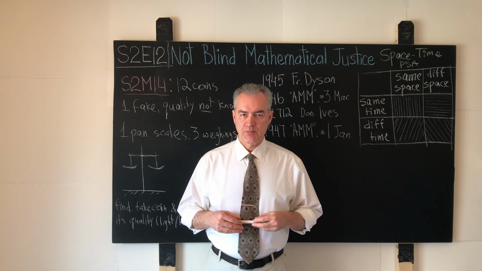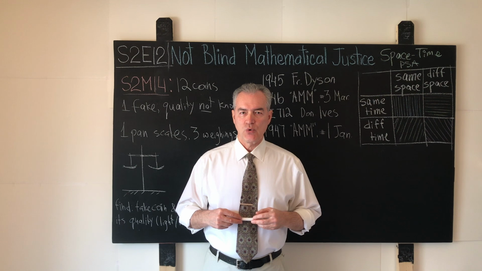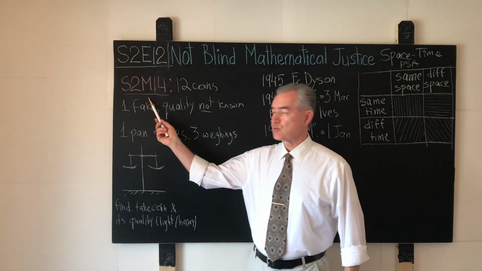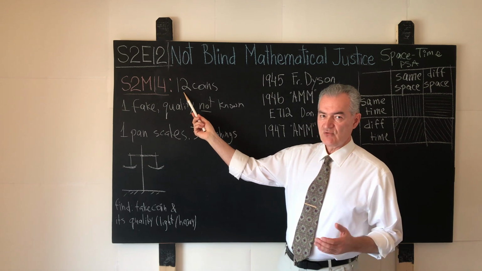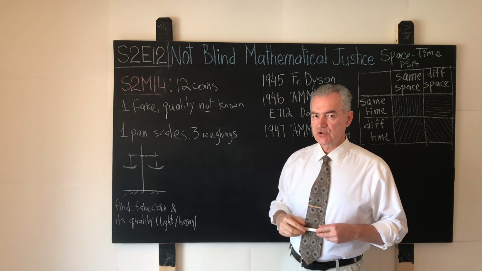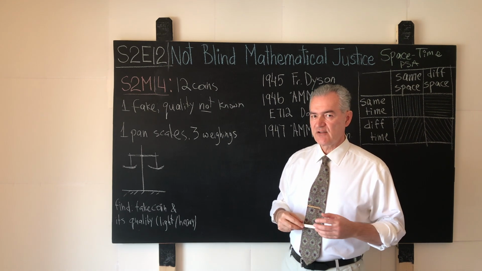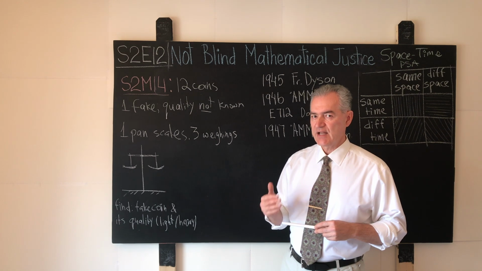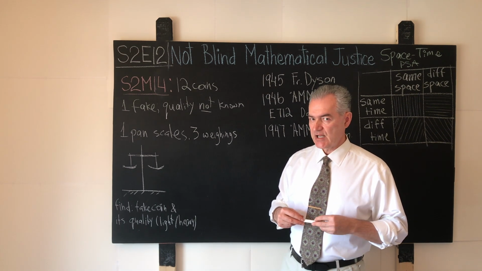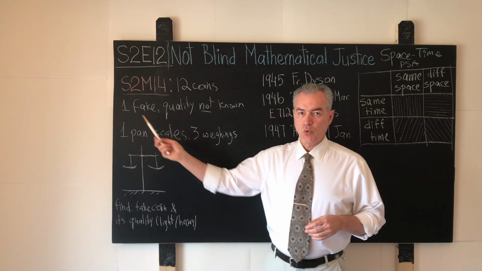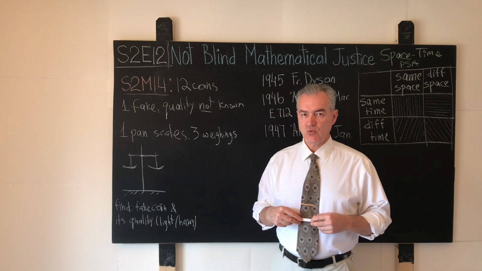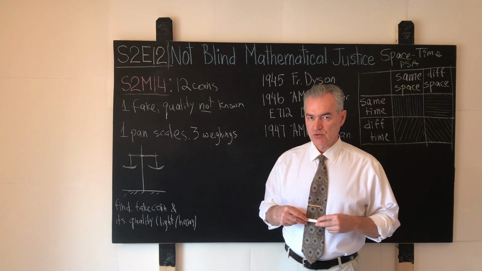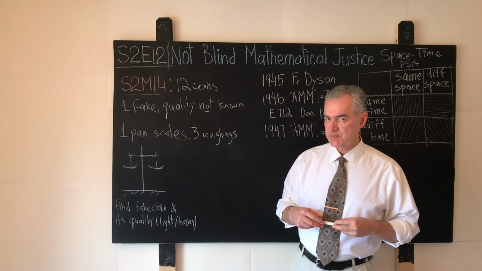Why I have titled this episode Not Blind Mathematical Justice will become apparent in a few minutes, but as a refresher, in the mathematics problem S2M14 we're given a set of 12 visually indistinguishable coins, and we're told that out of these 12 coins, 11 are genuine, fair, and not fake, and precisely one coin is fake, not genuine, and not fair, but it is not known whether that one coin weighs detectably more than a genuine coin, and it is not known whether this one fake coin weighs detectably less than a genuine coin, and that is the intellectual challenge in this specific problem.